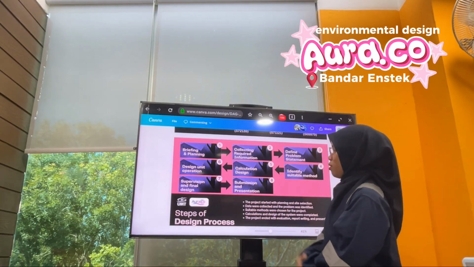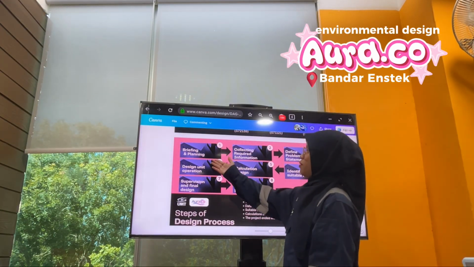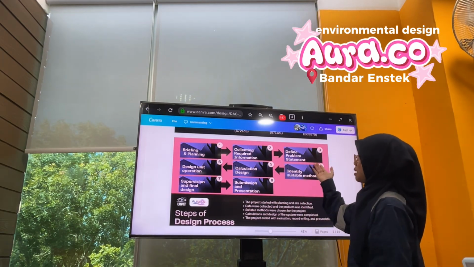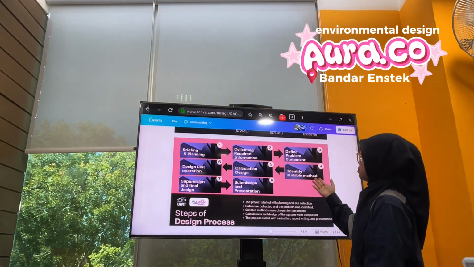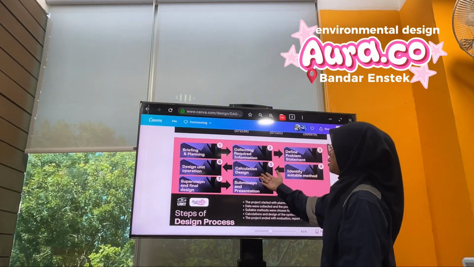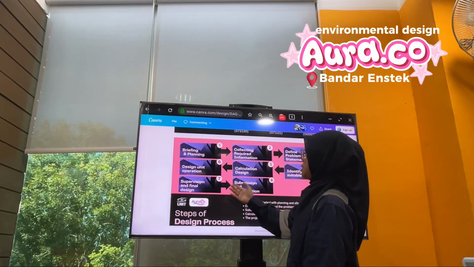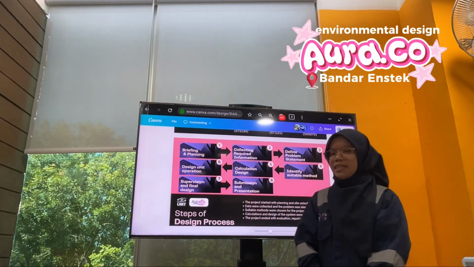This is our step of design process. First, briefing and planning. Second, collecting required information. Third, define problem statement. Fourth, identify suitable method. Fifth, calculation design. Sixth, design unit operation. Seventh, supervision and final design. And last, submission and presentation.